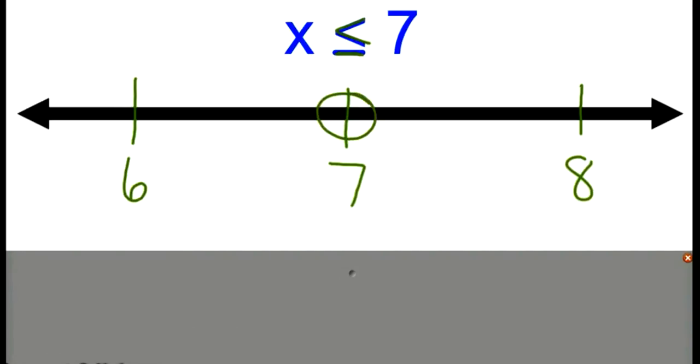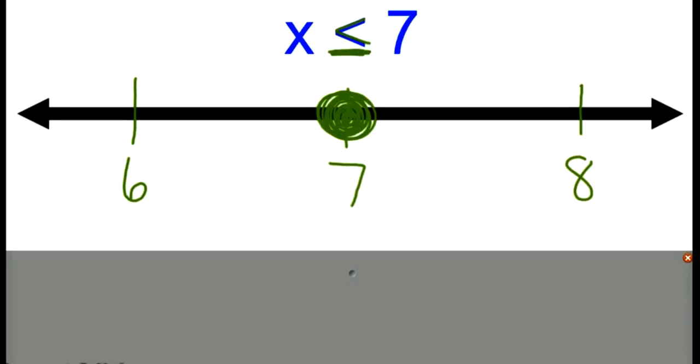The third example, I'm going to put my 3 lines. 7 is the number I see. 8 is 1 larger. 6 is 1 less. I have a less than or equal to. I have the bottom of the bag. So if I put anything in my bag, it's going to stay. That means that 7 is part of the solution set. I'm going to shade in the circle.